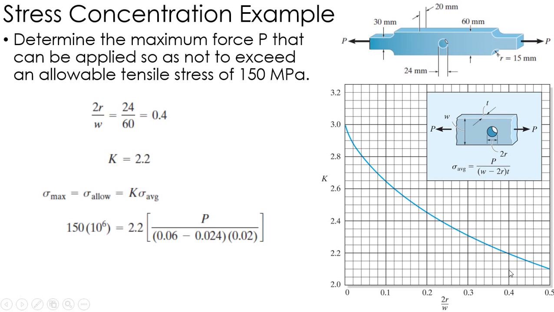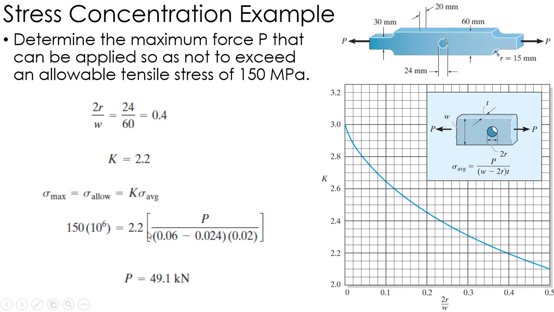From that, I plug that into the same equation. Again, my sigma max is 150 megapascals. K is 2.2. My sigma average is right here, and that's basically the average right at the max point of the hole. Again, that smallest area is what I'm looking at. So I take that P that I'm looking for over W minus 2R times T, which again is just the cross-sectional area on the outside of those triangles.